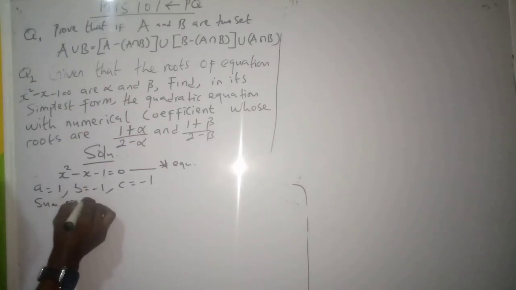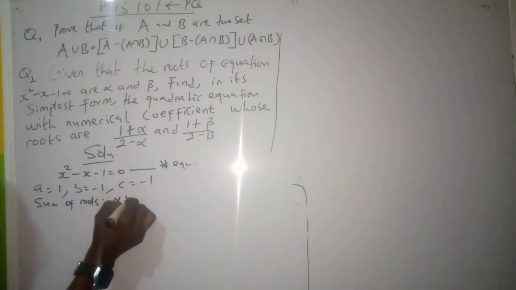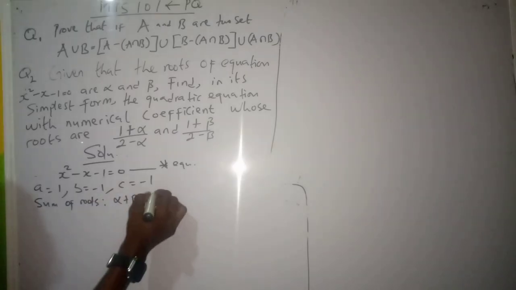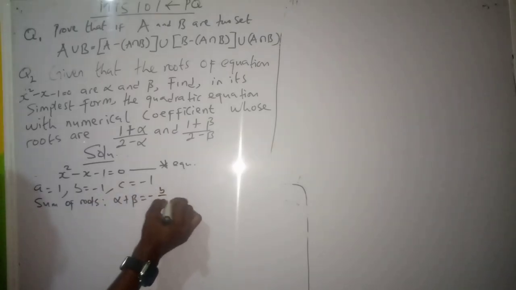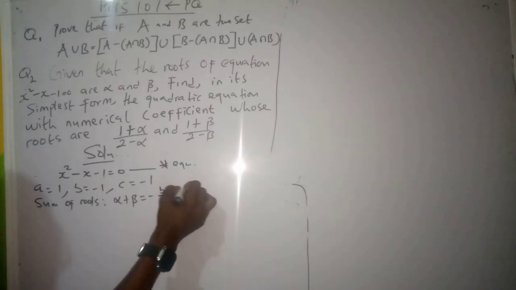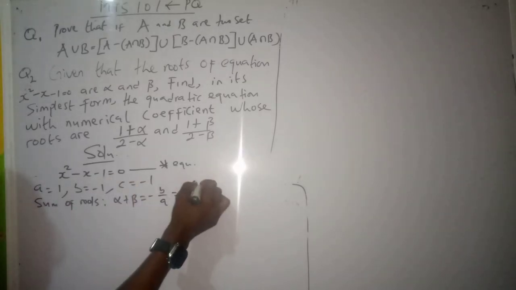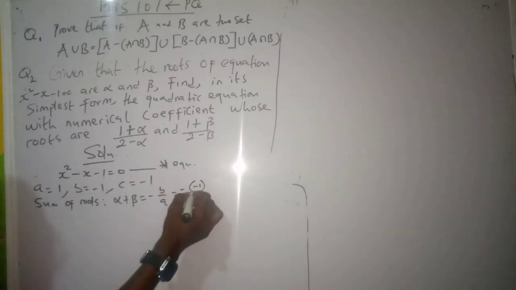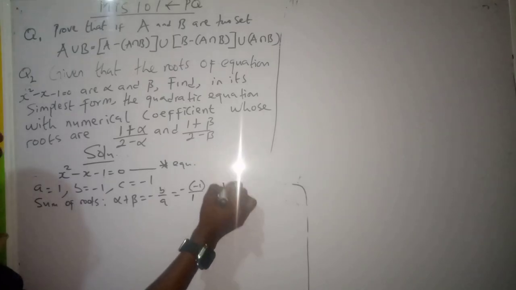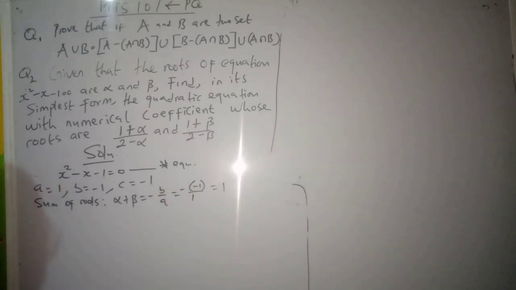Sum of the roots, that's alpha plus beta. Then literally the alpha plus beta formula is minus b over a. So what is minus b there? And what is b here? So minus 1 divided by what is a? 1. Then at the end of the day we have 1. Minus and minus 1. 1 divided by 1 is 1.